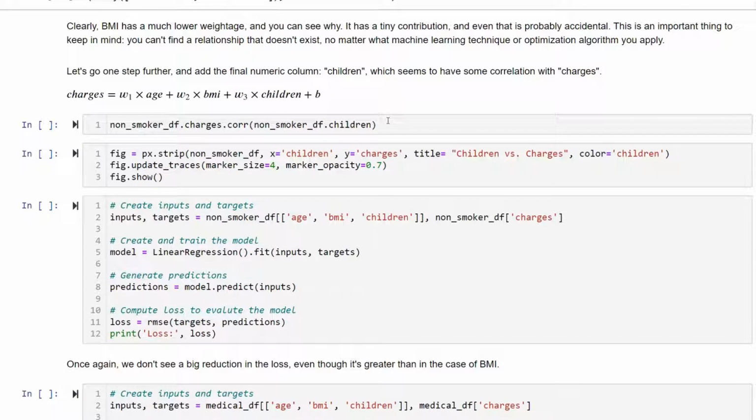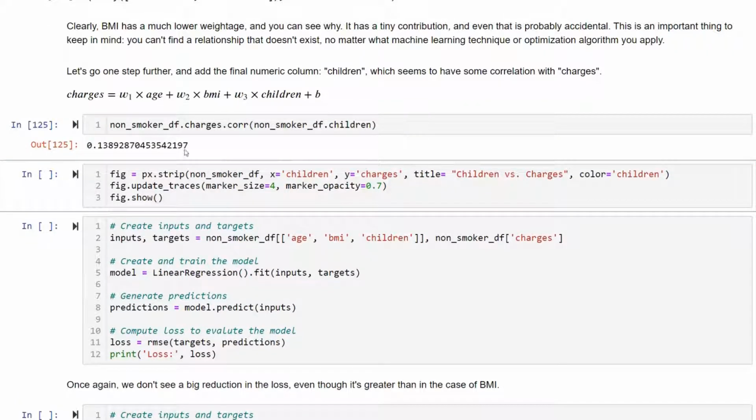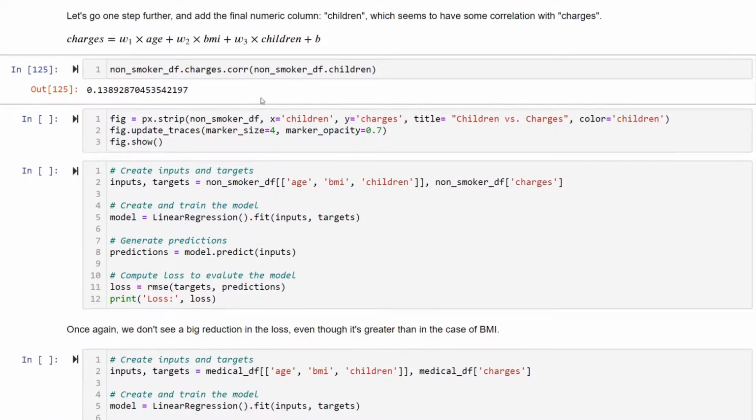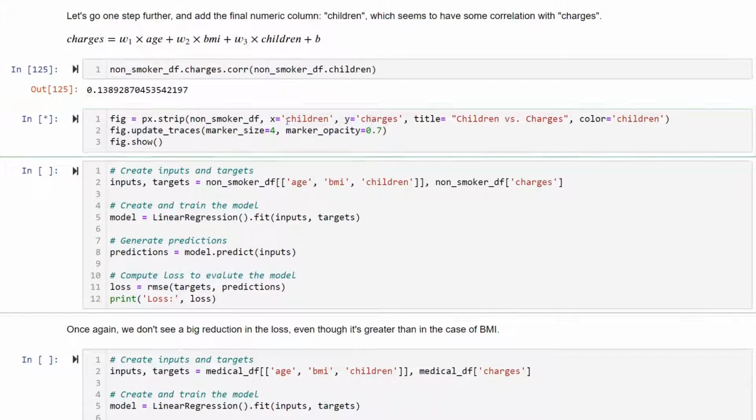Let's go one step further and add the final numeric column. There are numeric columns and categorical columns in our data set. So we are going to add the final numerical column, children, which seems to have some correlation with the charges. Let's see how much correlation the children have with the charges. It was 0.13, which was larger than BMI. So we can include children as an x-axis input. I'm going to look at children versus age first.